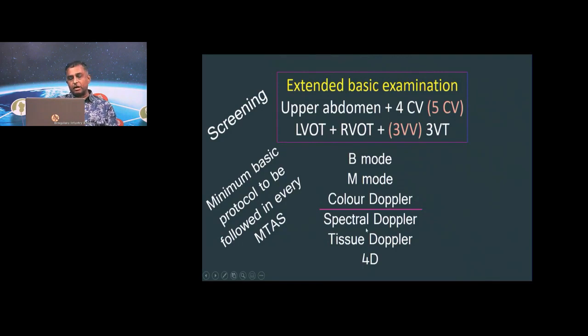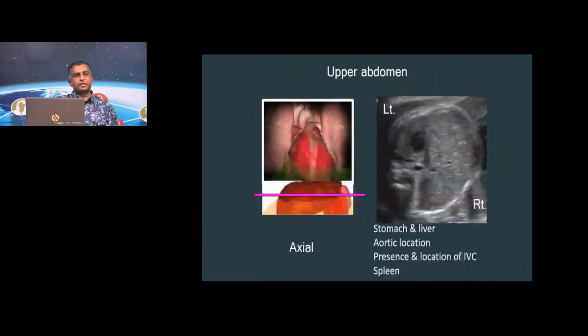Whereas spectral Doppler, tissue Doppler, 4D, and things like speckle tracking, and so on and so forth, are a part of the traditional specialized fetal echocardiography or advanced fetal echocardiography. So what we will do really in this presentation is to look at the extended basic examination. And the first plane, as I said, starts from the upper abdomen. So in the upper abdomen, you need to have a transverse section. This is an axial section, and that's how the section runs through the upper abdomen.